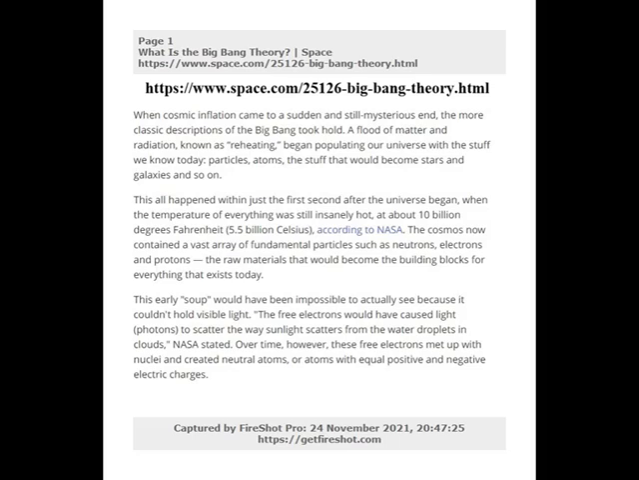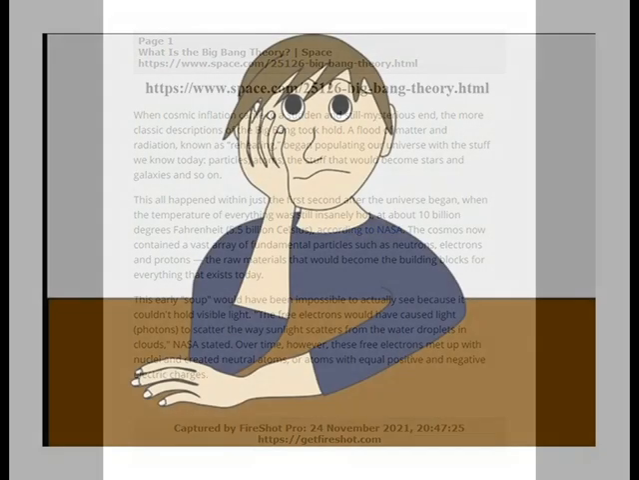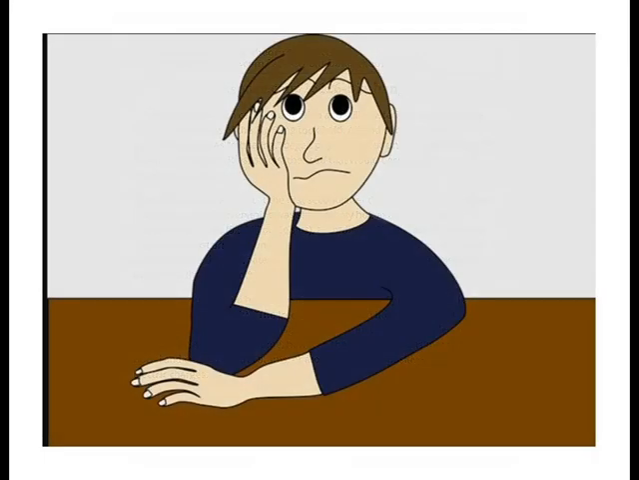When cosmic inflation came to a sudden and still mysterious end, the more classic descriptions of the Big Bang took hold. A flood of matter and radiation known as reheating began the process of populating our universe with the stuff we know today: particles, atoms, stars, galaxies, and so on. This was all still within the first second after the universe began, when the temperature of everything was about 10 billion degrees Fahrenheit, 5.5 billion Celsius, according to NASA. The cosmos now contained a vast array of fundamental particles such as neutrons, electrons and protons, the eventual building blocks or raw material for everything we see today.